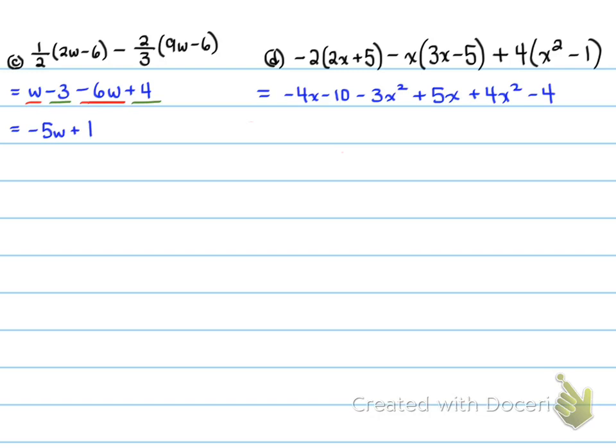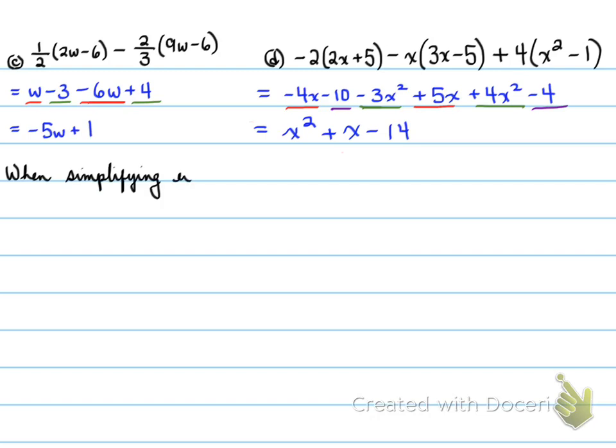Collecting the like terms, we get the x squareds that go together. That is negative 3x squared plus 4x squared gives us x squared. Negative 4x plus 5x gives us plus x. Minus 10 minus 4 gives us negative 14. And that, folks, is our final answer.